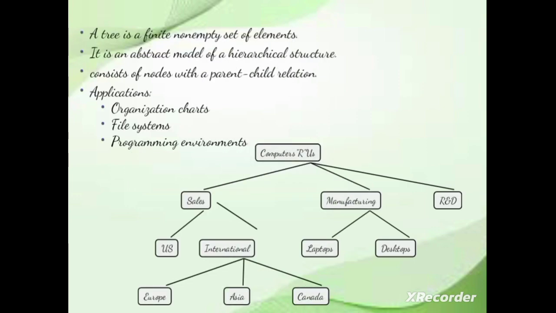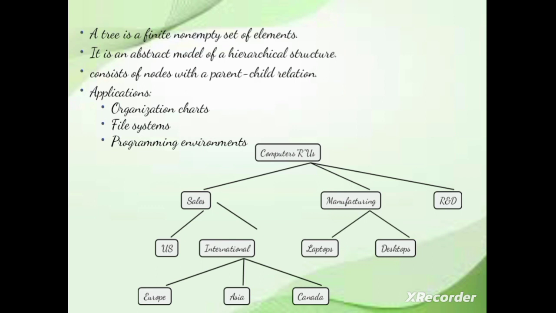A tree is a finite non-empty set of elements. In the context of data structures, a tree is a collection of elements organized in a hierarchical structure. The term finite non-empty set indicates that there is a limited number of elements and the set is not devoid of content. It is an abstract model of hierarchical structure. The term abstract model implies that a tree is a conceptual representation used to understand and describe hierarchical relationships. It is not a physical tree but a way of visualizing relationships in a structured manner.